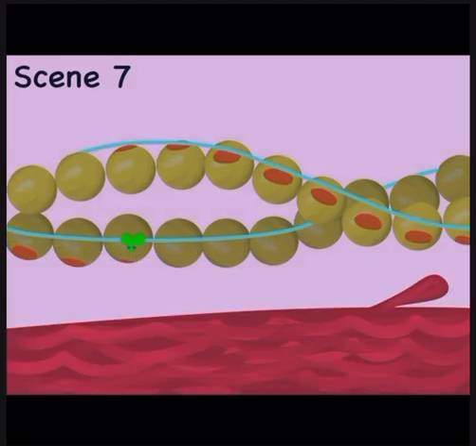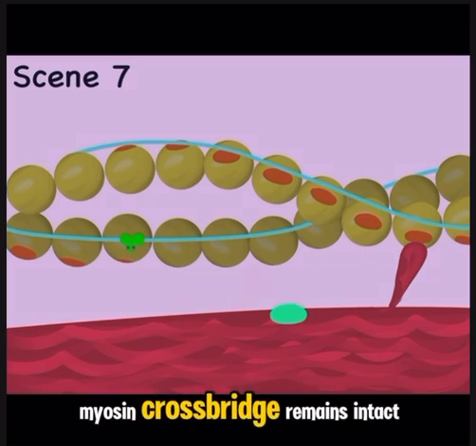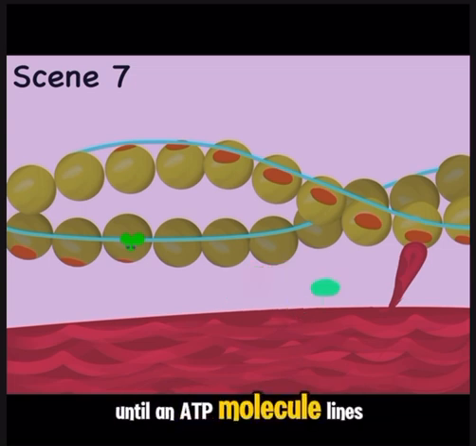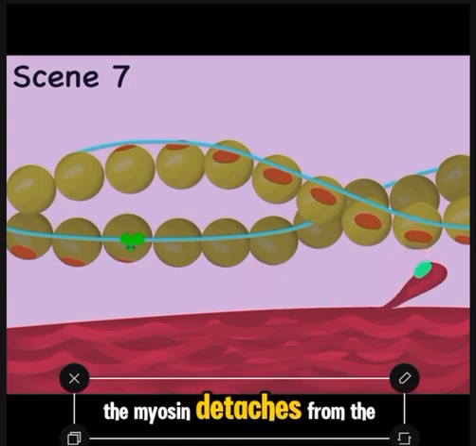Energized myosin heads with an attached ADP molecule and phosphate group bind to the open myosin binding sites on actin. This forms the actin-myosin crossbridge. After the crossbridge forms, the myosin head rotates towards the center of the sarcomere. As it rotates, the myosin releases its ADP and phosphate. This action slides the thin actin past the thick filament, creating the power stroke. After the power stroke, the actin-myosin crossbridge remains intact until an ATP molecule binds to the myosin head. After ATP attaches, the myosin detaches from the actin.